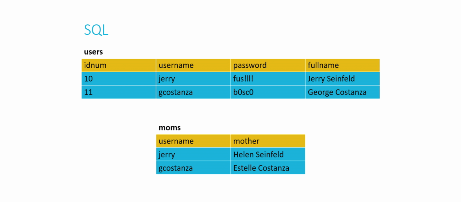So for all of the examples that we're going to cover in this video, we're going to consider a database that contains these 2 tables called users and moms. You can see users has 4 different columns: ID num, username, password, and full name. And moms has 2 different columns: username and mother. Let's now start to work with these and see how we can manipulate this database and the tables within it to, for whatever reason we need them to, be updated in our website.